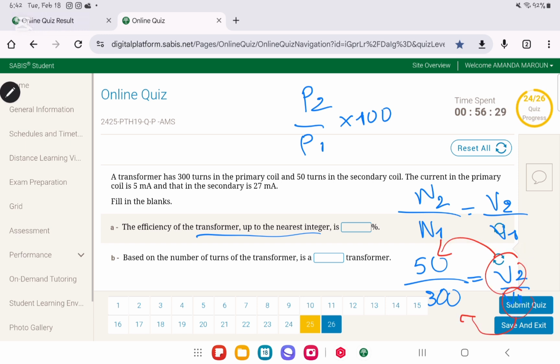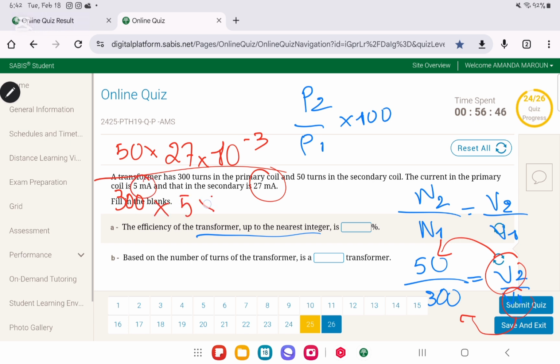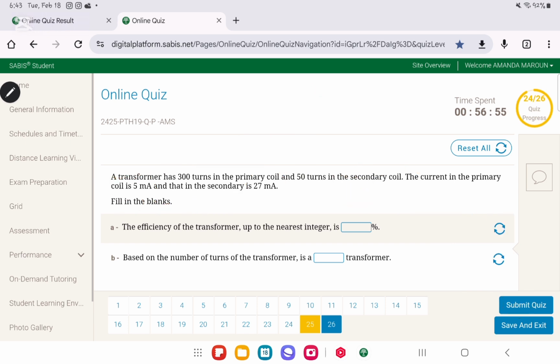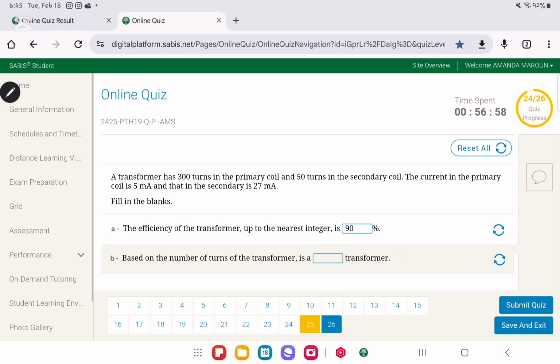So now you have V2 to be 50 times current 2, which is 27 milliamperes, which is 10 to the minus 3 amperes, over 300, which is voltage 1, multiplied by 5 milliamperes, which is 5 times 10 to the power of minus 3. Now, you're going to put it on your calculator. You're going to get an answer of 9 over 10 multiplied by 100, and you will get 90% efficiency. As you can see, based on the number of turns of the transformer, it was 300 turns. It became 50 turns. So, it's decreasing. So, it is then a step-down transformer.